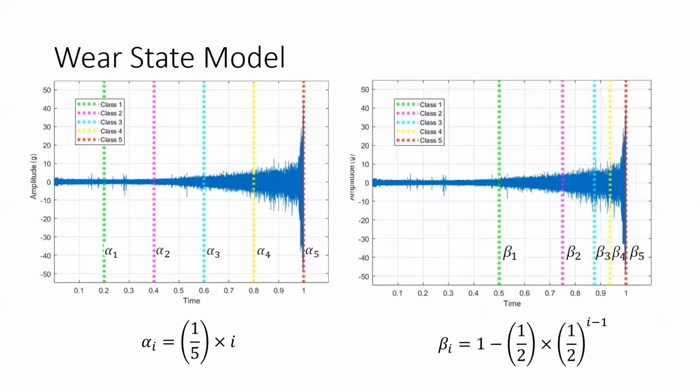The signals were divided into 5 wear states to classify the health stage of the bearing. We investigated different approaches to assign these 5 classes. The first is a linear approach consisting of equidistant classes, each representing 20% of the bearing's lifetime. The second is a nonlinear approach, where class 1 represents the entire first 50% of the lifetime, class 2 represents the next 25, and so on.